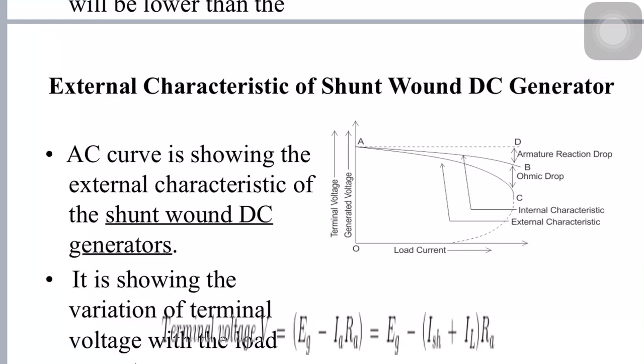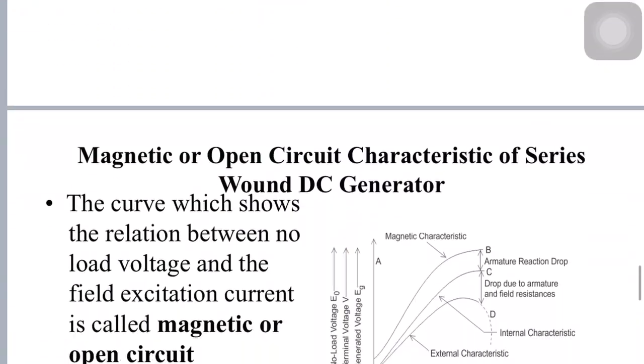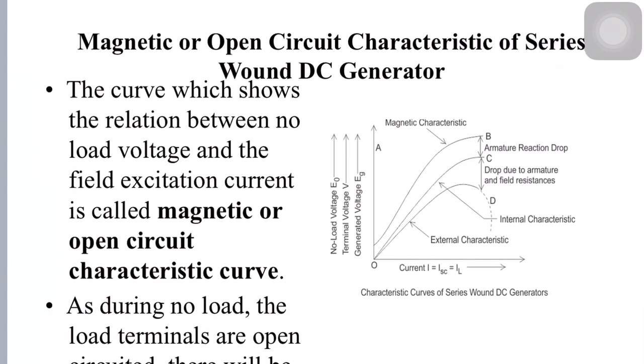The characteristics reverse because any decrease of load resistance results in current reduction, and thereby the external characteristics curve turns back. It is represented by a dotted line, and the terminal voltage becomes 0, even though there is some voltage due to residual magnetism. These are the external characteristics of the shunt wound DC generator. And next, let us move to the series wound generator.